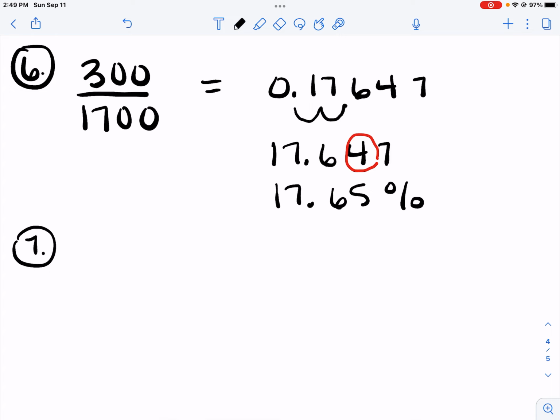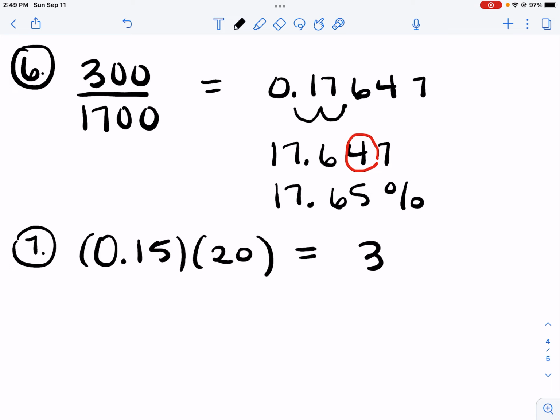Okay, an item is $20 with 15% off. So let's see what the discount is. 0.15 times 20 is 3, so 15% is 0.15. The $3 is a discount, so that means it's $17.